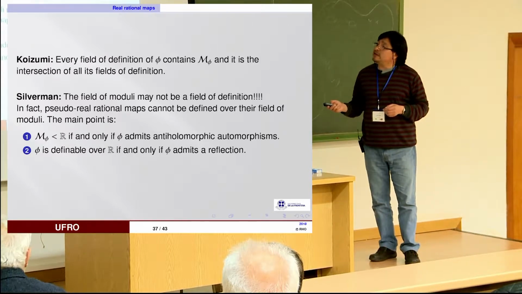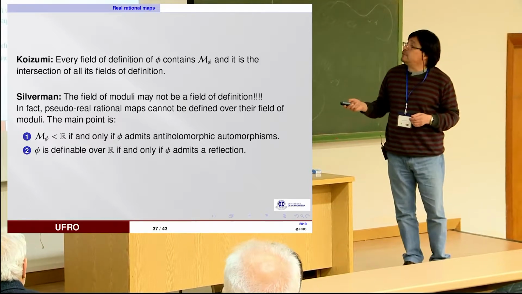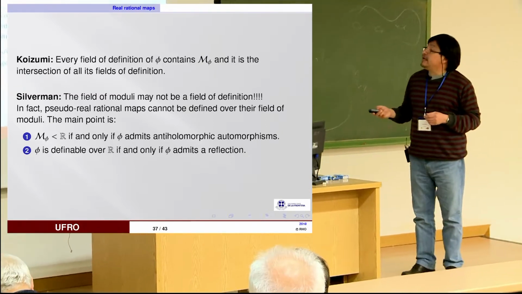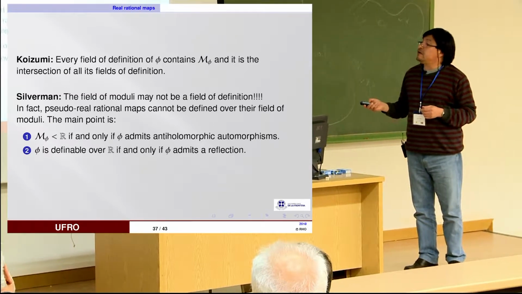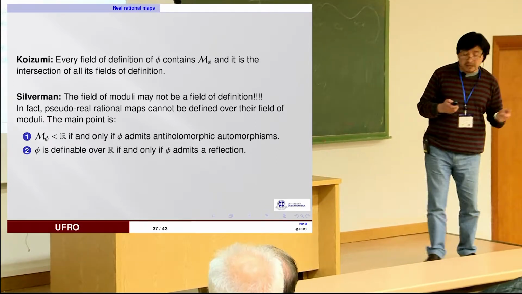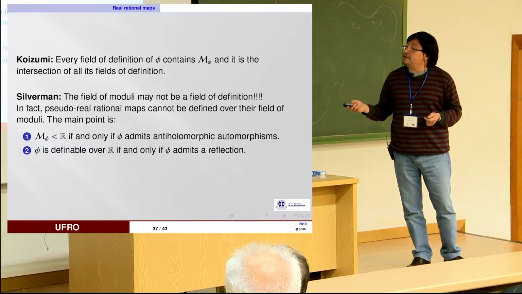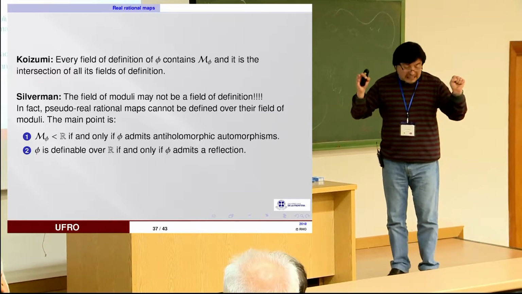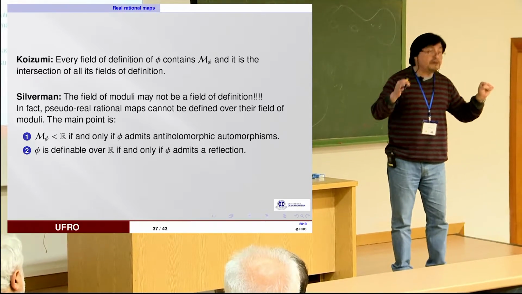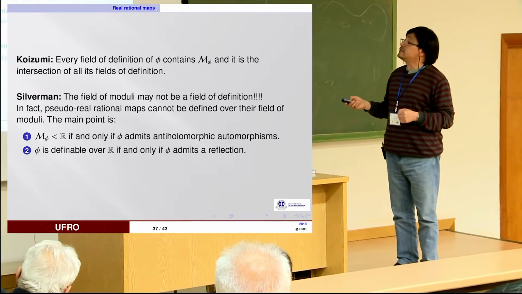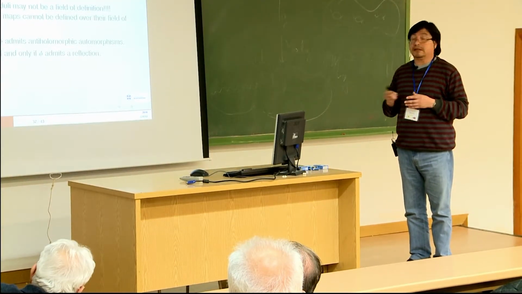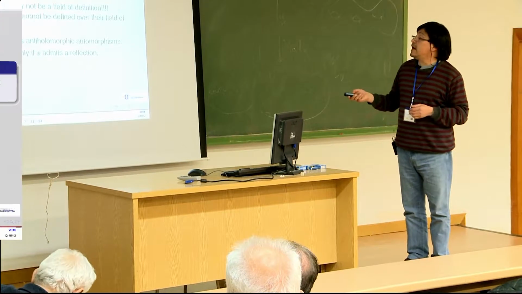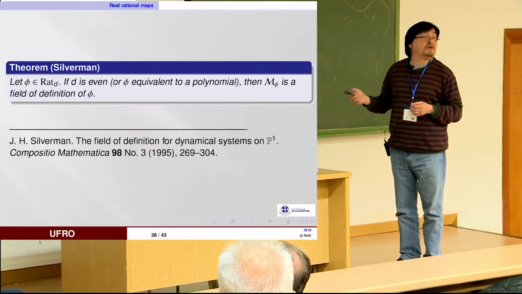The fact that we have an anti-holomorphic automorphism is enough to see that the field of moduli has to be the field of the reals. And if the rational map admits a reflection as an automorphism, then the map will be definable over R, as we observed before. So to look for examples of rational maps which are not definable over the field of moduli, just construct any pseudo-real rational map. That cannot be defined over R because we don't have reflections, but since it admits an anti-holomorphic automorphism, the field of moduli will be R.